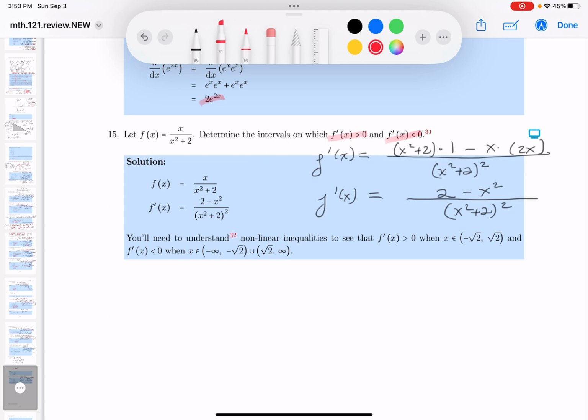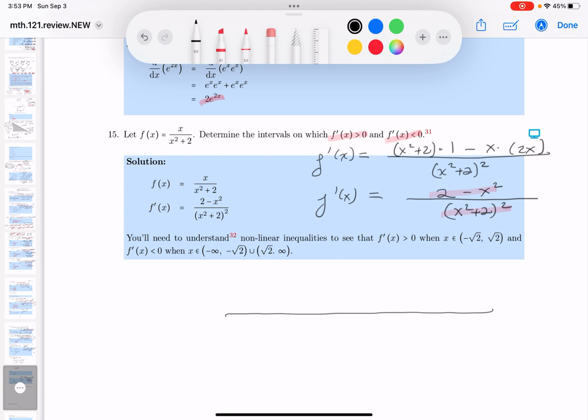And the way to do that is what you did in Math 119. You're looking at a ratio of two polynomials, and you put a number line down. And on the number line, what you did was you looked at the top and the bottom, and you listed all the zeros of those two polynomials.